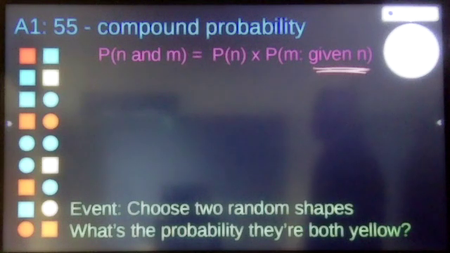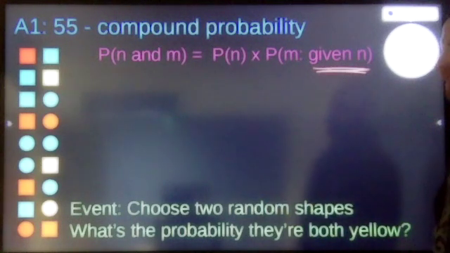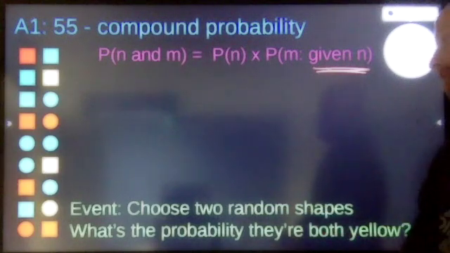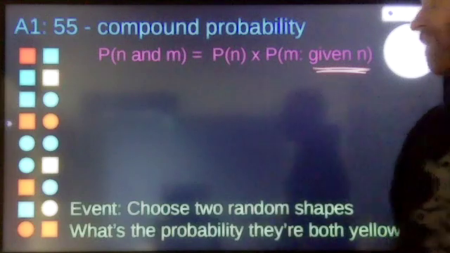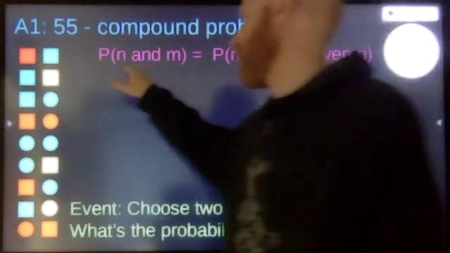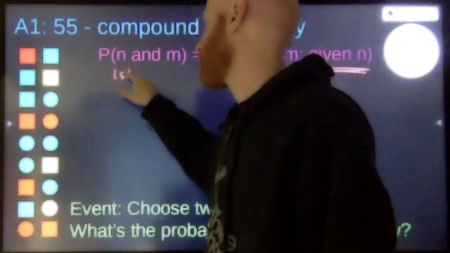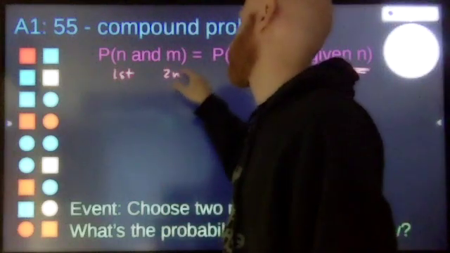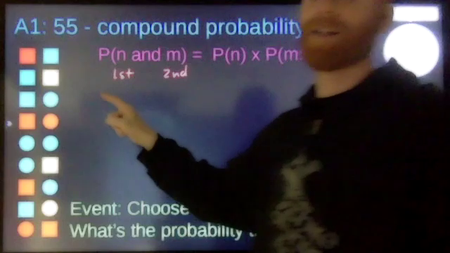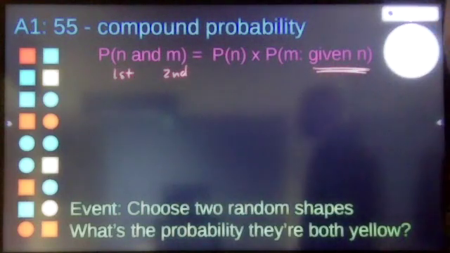All right, I'll show you how it works with an example. Choose two random shapes. What's the probability they're both yellow? Find out the probability that the first one is yellow, and find out the probability that the second one is yellow, given that you've already taken a yellow one. Okay, so it'll look like this.